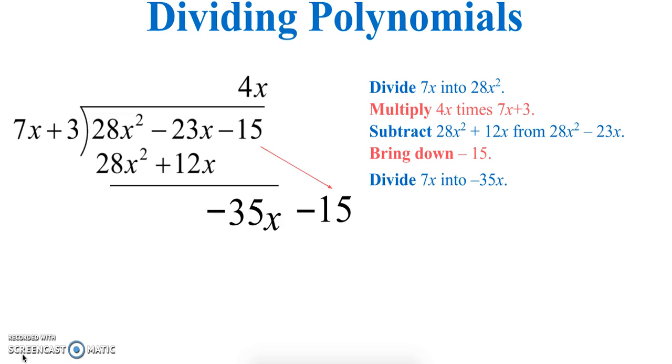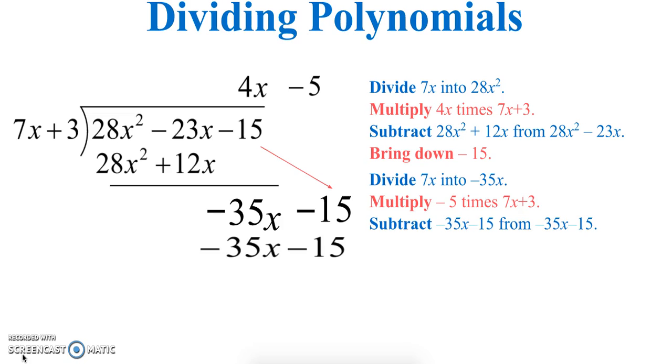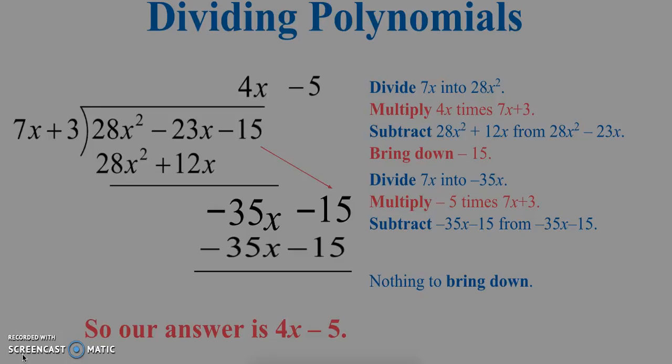I look at my x's again, so I figure out how many times 7x can go into a negative 35x. I get a negative 5. I multiply negative 5 by 7x plus 3, and I get my answer. From here, I subtract, and it zeroes out. There's nothing to bring down, so I'm done. My answer is 4x minus 5.